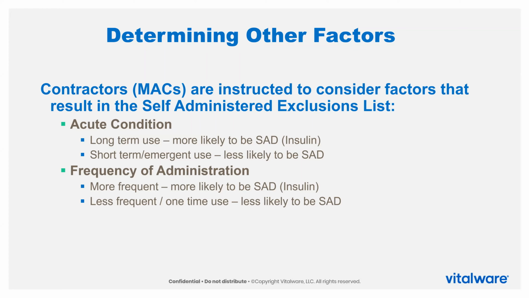So the frequency and the acuteness of the condition will help determine for the MAC which exclusions list it's on. So long-term use, that's more frequent, so 50% of the beneficiaries should know how to do this, it's going to be self-administered. However, a short-term acute use, less likely to be self-administered. On to the next one.